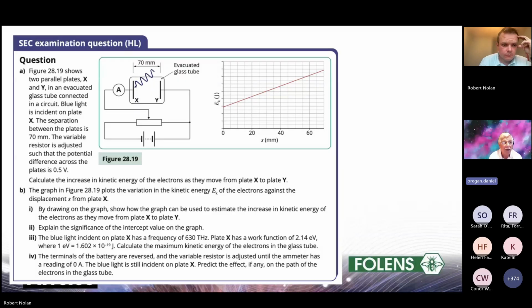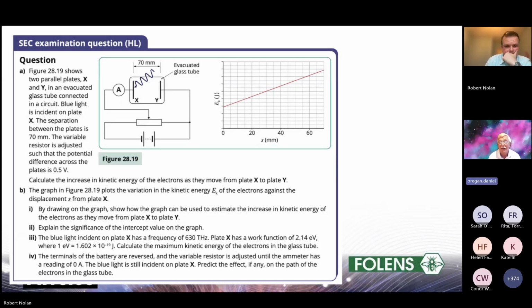Two parallel plates in an evacuated tube. Blue light shines on the plate, and the variable resistor is adjusted until the potential difference across it is 0.5 volts. Calculate the increase in the kinetic energy of the electrons as they move across the tube. That's standard stuff from the old course. The graph plots the variation of the kinetic energy of the electrons against the displacement from X.